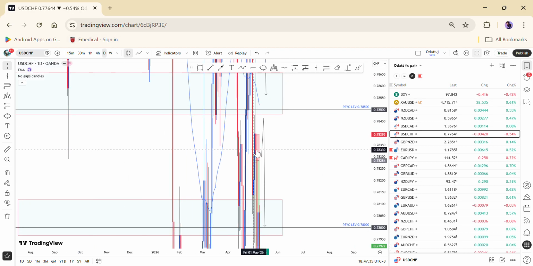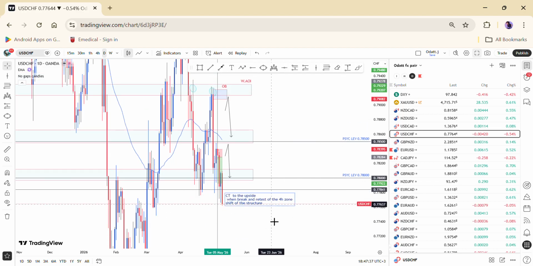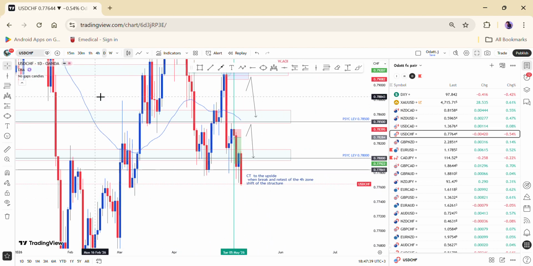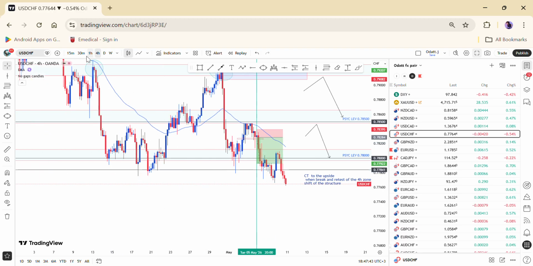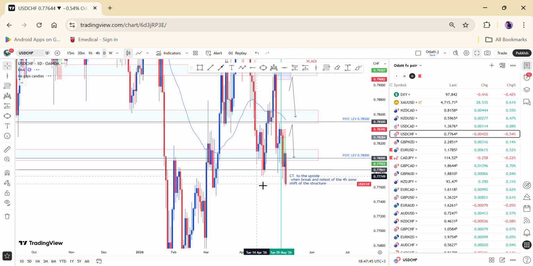That was all. So this trade went direct to our take profit, which was this area over here. Shows down this area over here, 0.4.